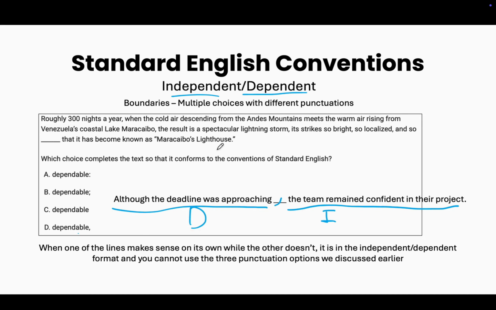So it is in the independent-dependent format, meaning that we cannot pick the choice with the period, semicolon, or comma plus FANBOYS. However, we only got a semicolon over here, so let's cancel that out. Now let me read it again. The result is a spectacular lightning storm. It strikes so bright, so localized, and so dependable that it has become known as Maracaibo's lighthouse. There are no pauses actually, so we can cancel out the choice with the comma as well. We're now left with choice A and choice C, but I'll just straight up tell you that it is choice C. I'll explain the 3 key rules that must be present for us to use the colon later.